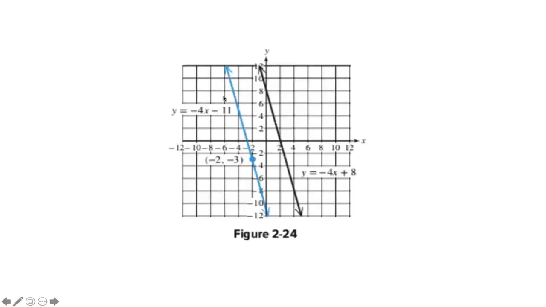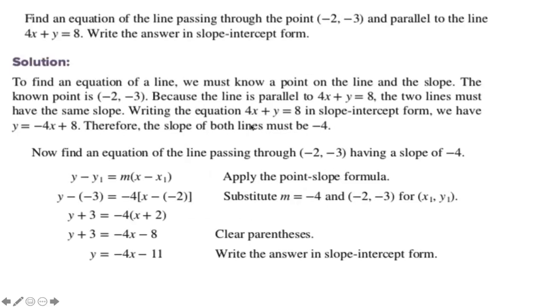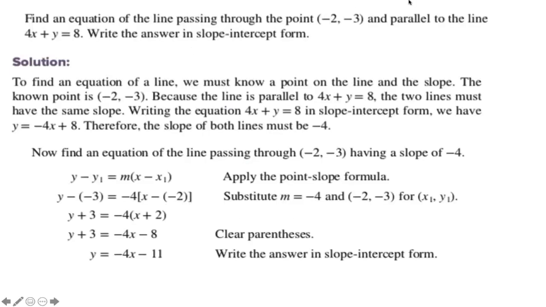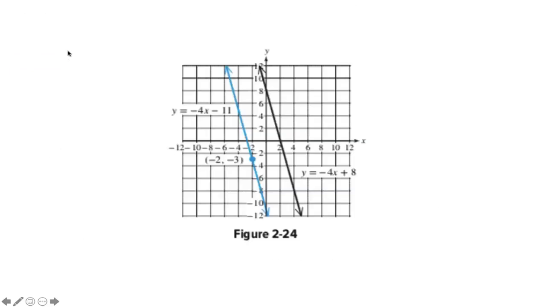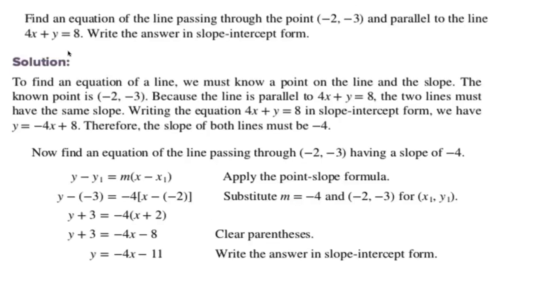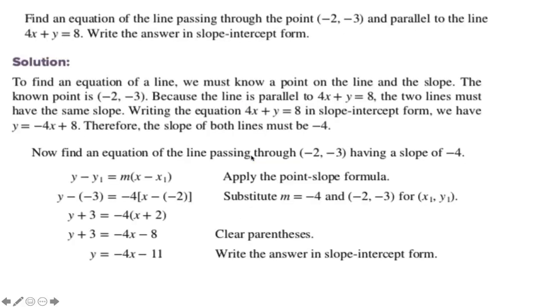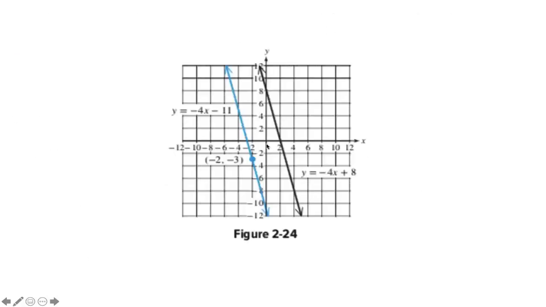So notice that these two lines are parallel. The black line is the line that was given originally, and the line that we found is the blue line, which is parallel to that line, and it also passes through that point. So notice we found a line that passed through the point -2, -3 and is also parallel to the given line.